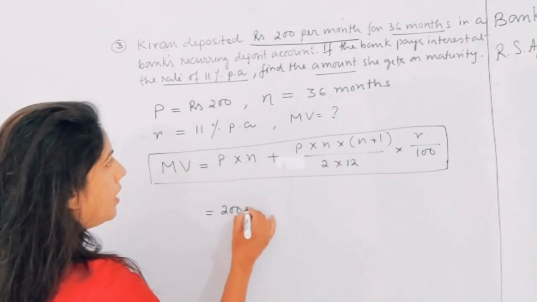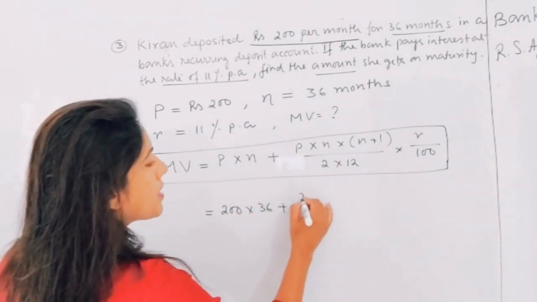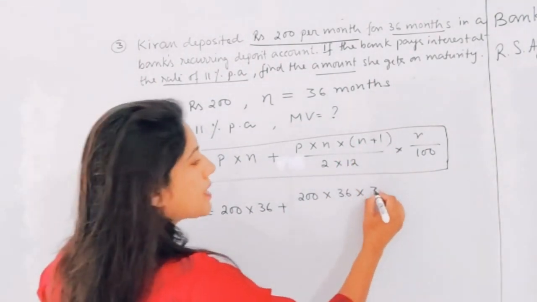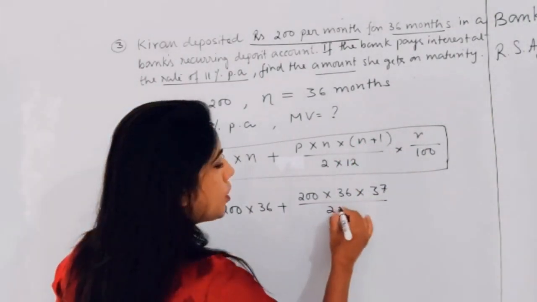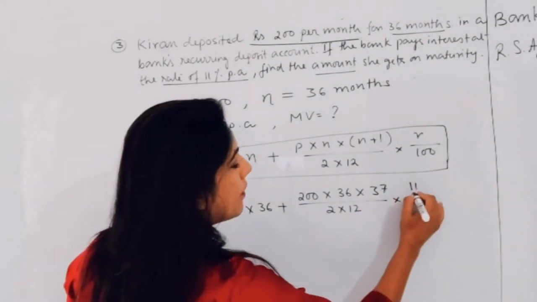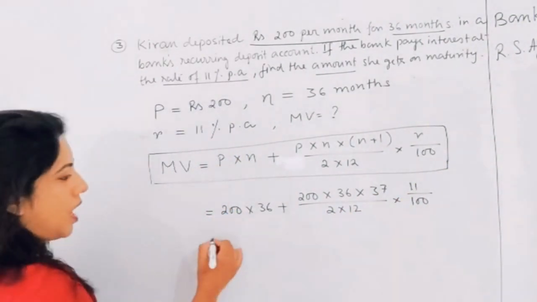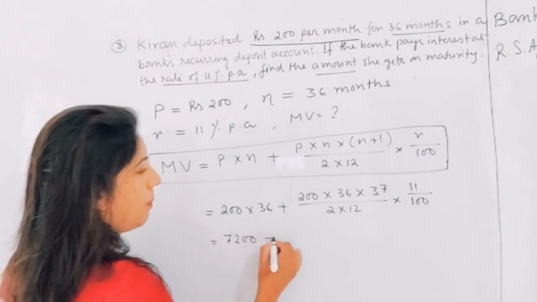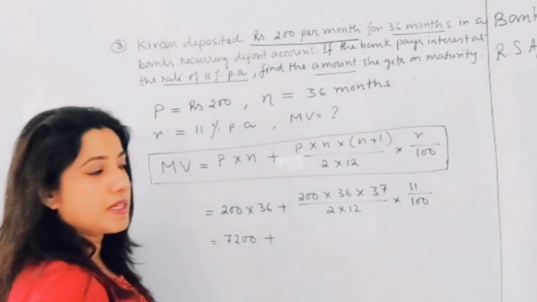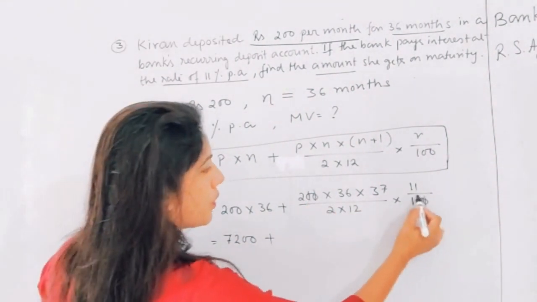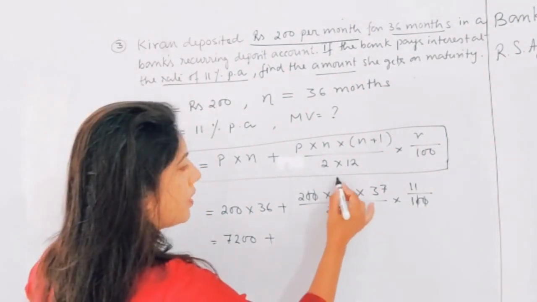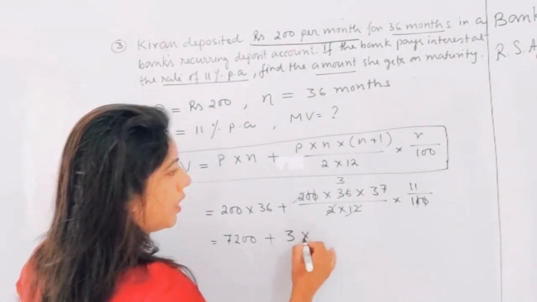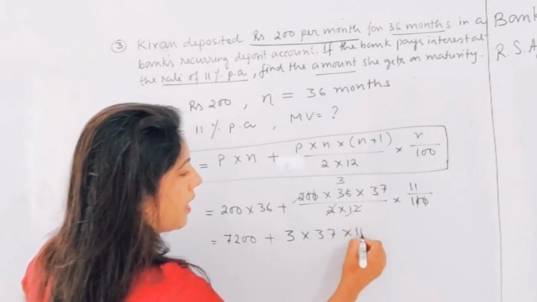P is 200 into 36 plus 200 into 36 into 36 plus 1, that's 37, divided by 2 into 12 into 11 upon 100. Now here 36 into 200, that's 7200 plus. Cancel it out as much as possible. 0000 cancels. 12, 3, 2 and 2 get cancelled. So here you get 3 into 37 into 11.